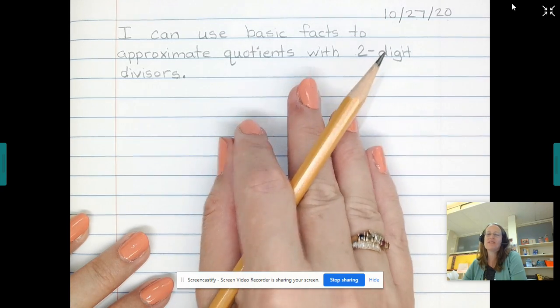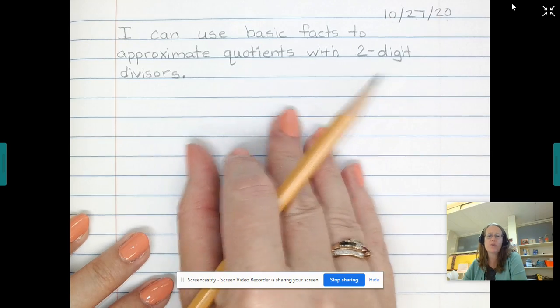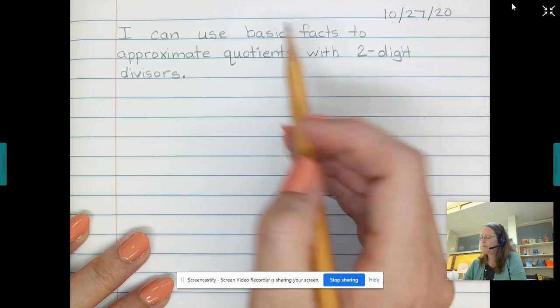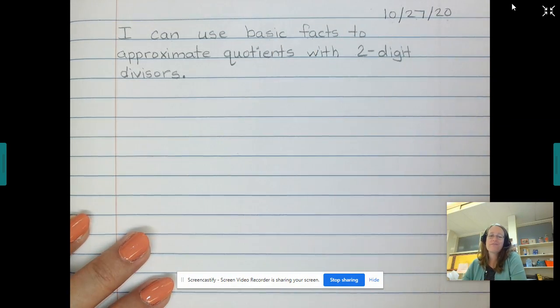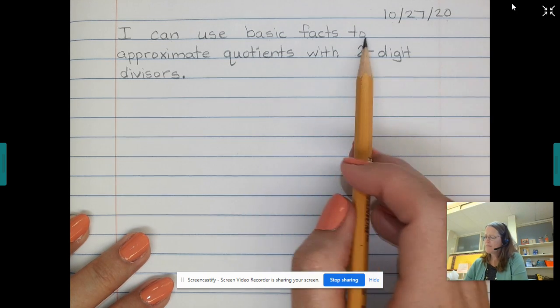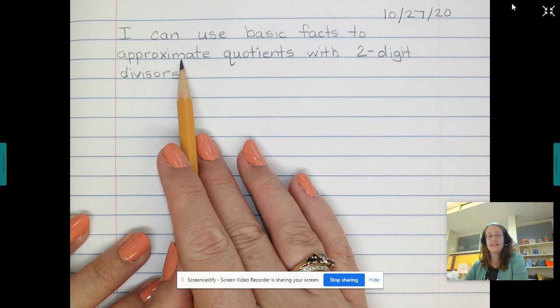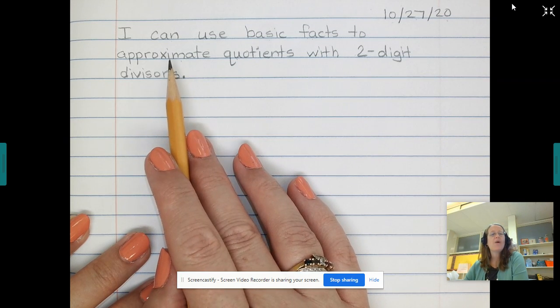A lot of big words in here, but we know what all of these words mean. Okay? Basic facts. 7 times 4, 28. 9 divided by 3 is 3. 60 divided by 2 is 30. We know these things. To approximate quotients.